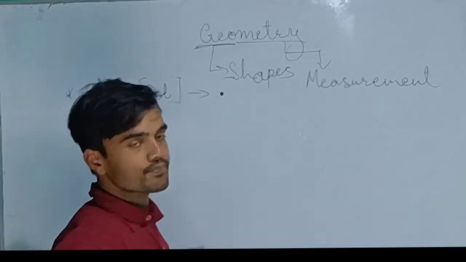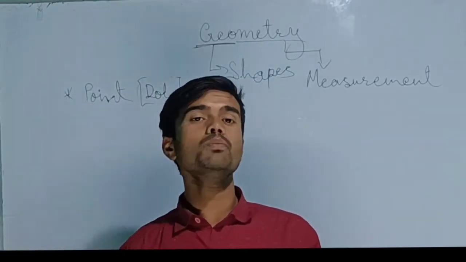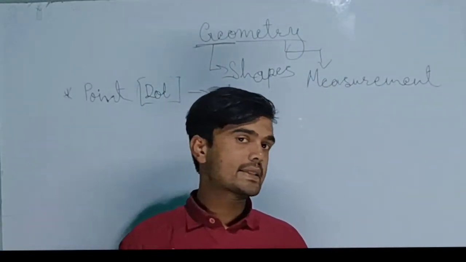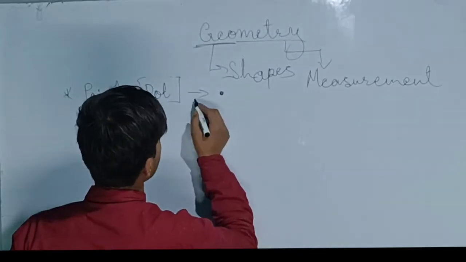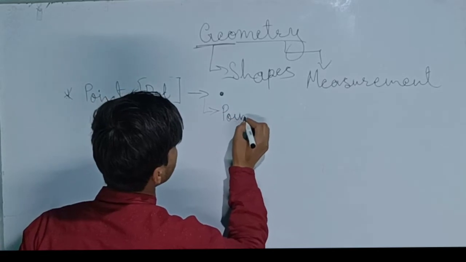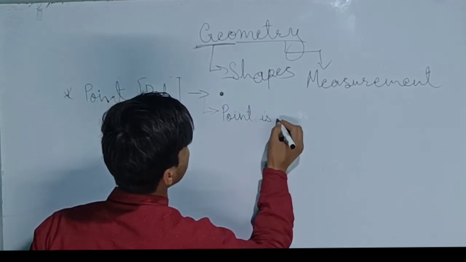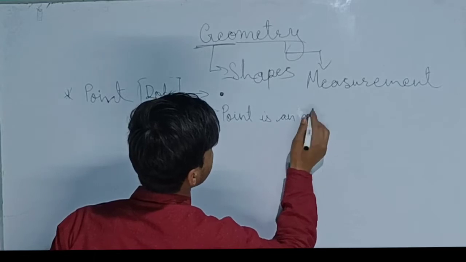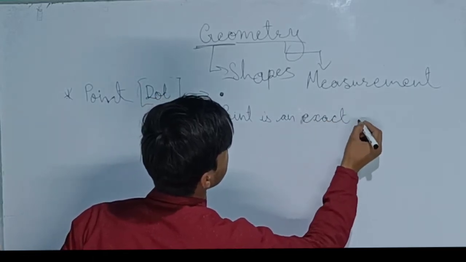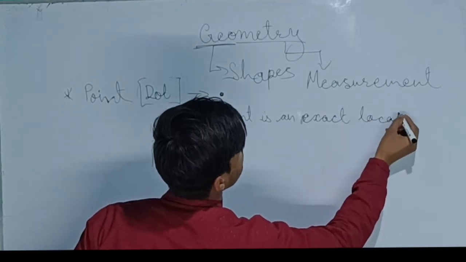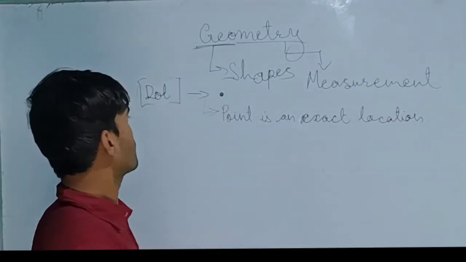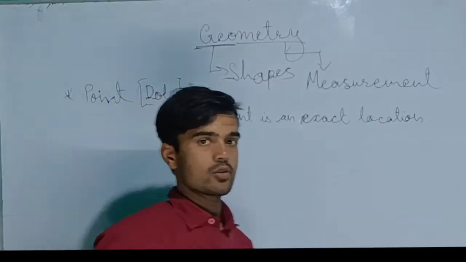So first we will learn what is a point. A point is an exact location, E-X-A-C-T, exact location. Now understand, a point is an exact location.